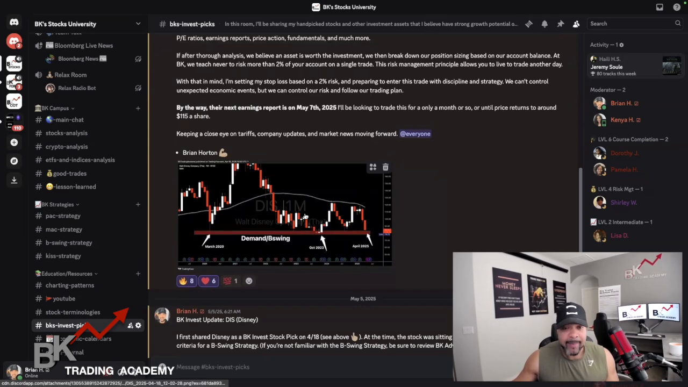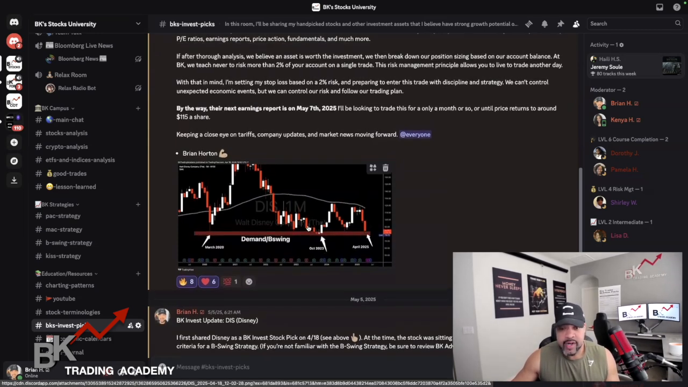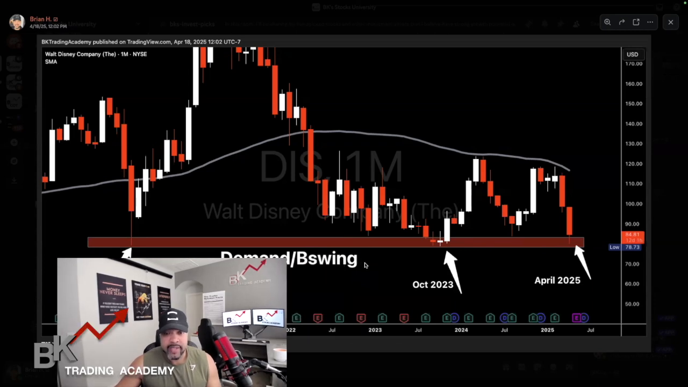Now, at that time, I dropped a chart analysis here, and this is how it looked. This is where it says April 2025, and price was at our, remember, demand level. This is a strategy that we have. It's called B Swing, and this is where we buy or sell at areas that haven't been tested for at least a year or so.